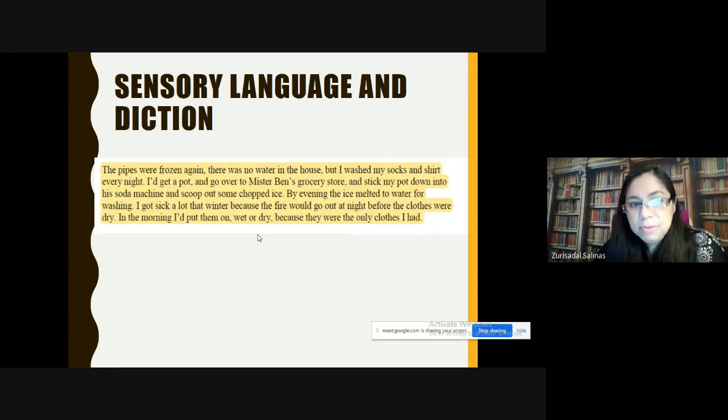First of all, the pipes were frozen again. That phrase alone tells us the kind of weather that he's living in, right? This isn't, if you say, well, it was really cold. Well, is it like valley cold again? Like 70 degrees, Christmas time, and still just barely 70?